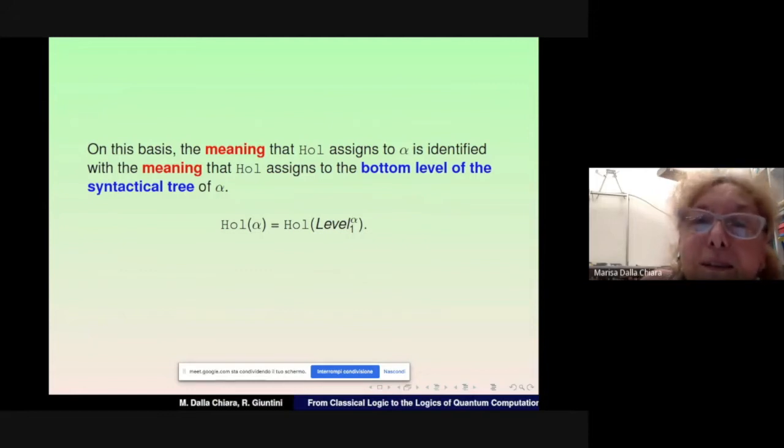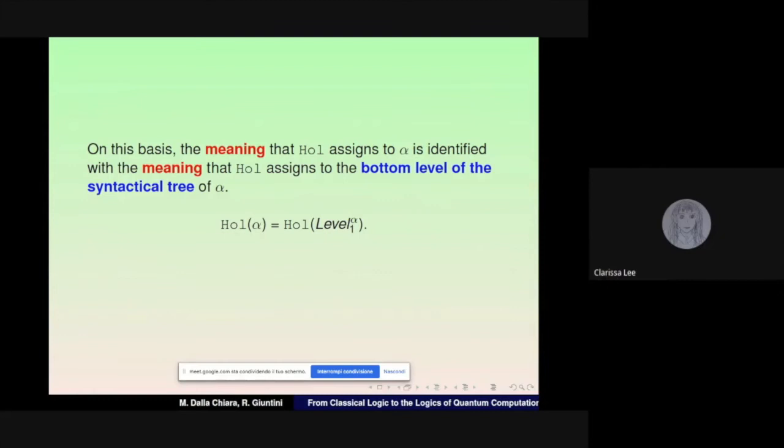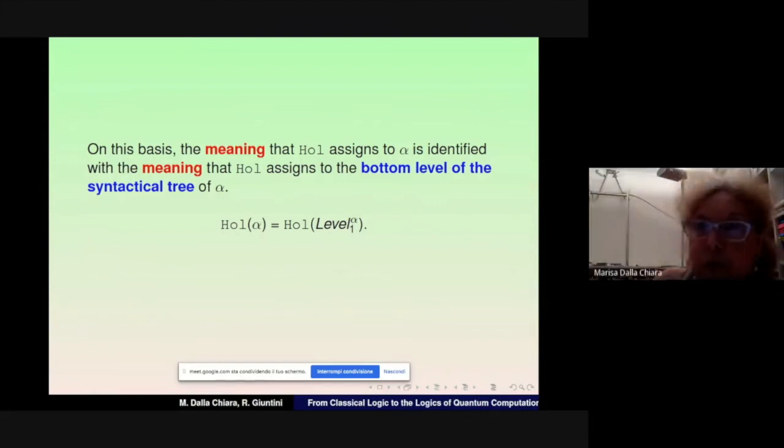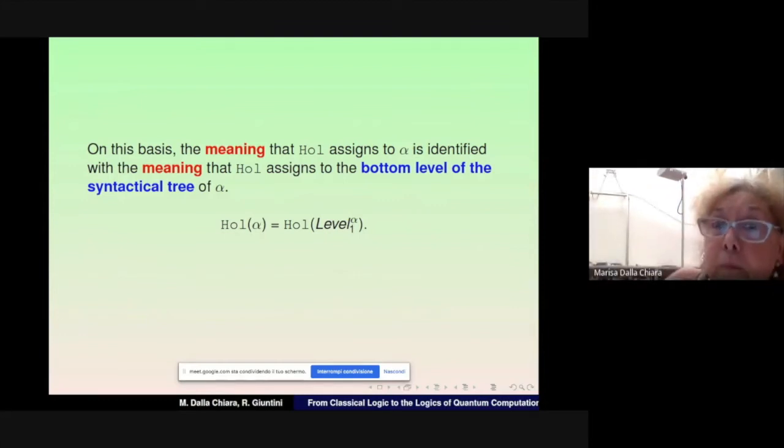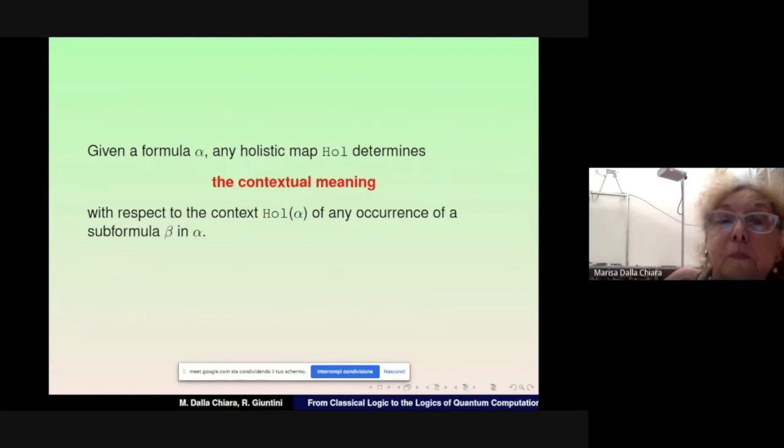Is this clear or not so clear? Yeah, thank you. Is this sufficient? Anyway, we will see some examples, and perhaps with examples, all the story will be more clear. Yeah, sure.